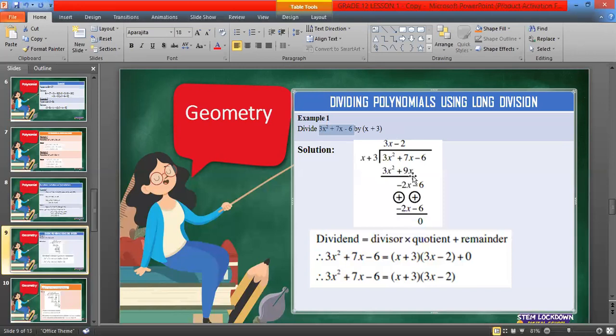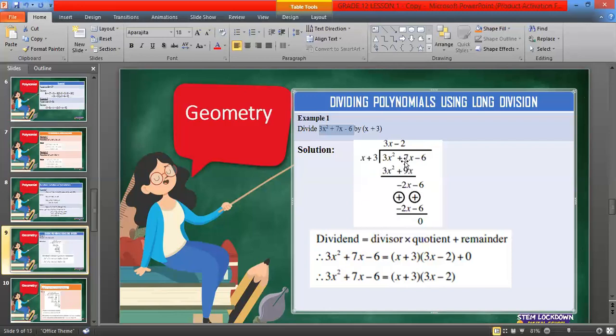Then you change the sign. You now subtract, basically. You change the sign of this and subtract. This minus this, 3x squared minus 3x squared, gives you 0. You are subtracting here. Then 7x minus 9x gives you negative 2x. Then you bring down your negative 6. This negative 6 will be brought down here. So don't forget, 7x minus 9x is negative 2x.